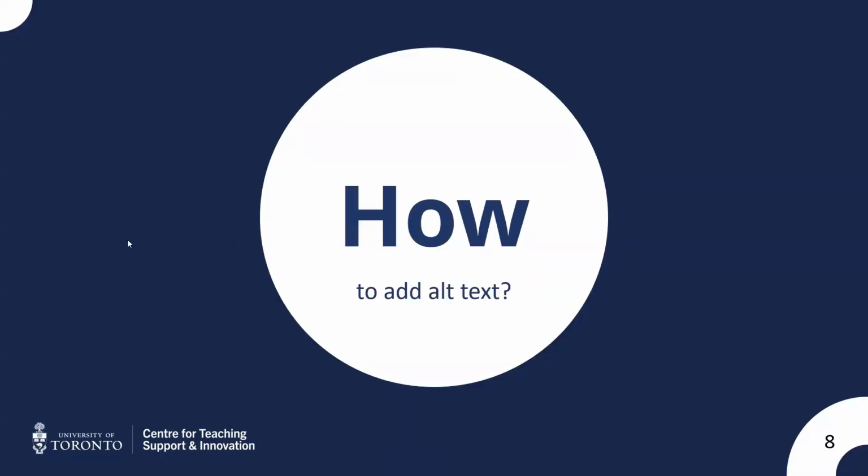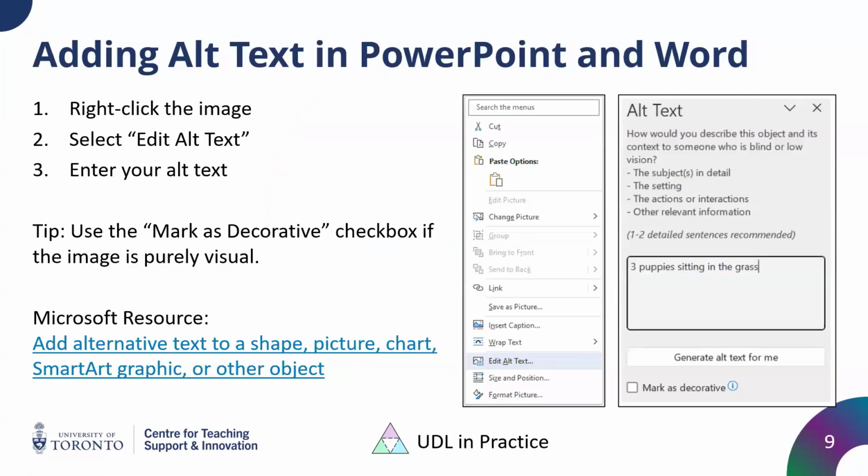The how has been facilitated by the programs that we work in. So first, let's talk about how do you add alt text in PowerPoint and Word. There's only 3 steps. 1, right-click the image. 2, select Edit Alt Text. 3, enter your alt text. That's it. The hardest thing is actually coming up with the alt text. So asking yourself, wait, why did I include this image? What do I want my users to know if they cannot see the image, what information they still need to know? If it's decorative though, there's actually a little checkbox you can mark that says mark as decorative.